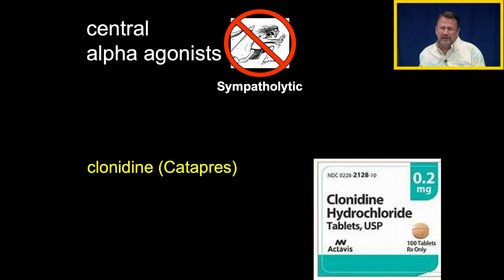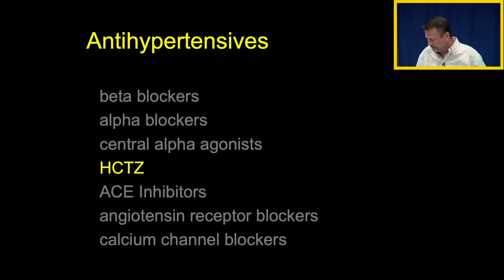So clonidine, Catapres, is our typical central acting alpha agonist. Clonidine has some other interesting uses as well. Remember, we use central alpha agonists in glaucoma as well. And so clonidine, Catapres, is one of our centrally acting alpha agonists. I think you have a list in your clinical discussion.